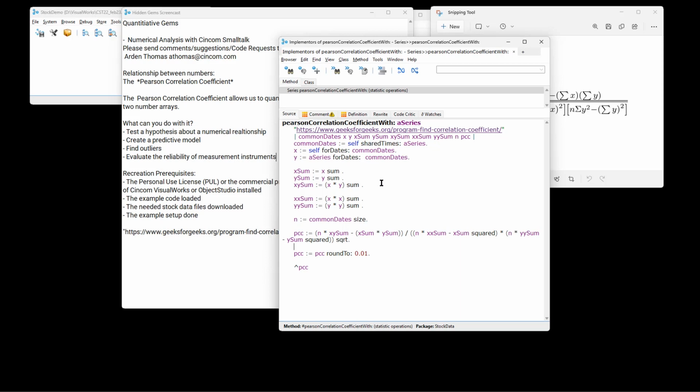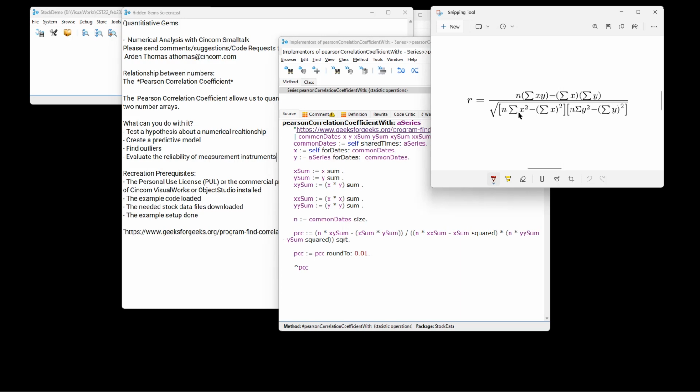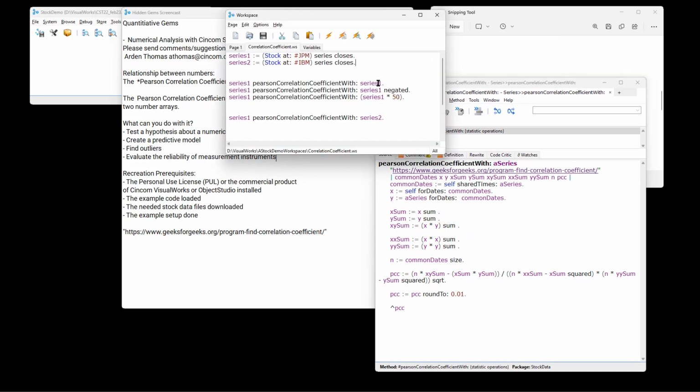For the two data series I make sure that we're using apples to apples and have the common dates for each. And I get the x sum, y sum, x times y sum, etc. Basically following this formula. And if you see the Pearson Correlation Coefficient, this essentially correlates exactly to what I'm showing right here. I round it to the 100th and return it. So let's see that in action.